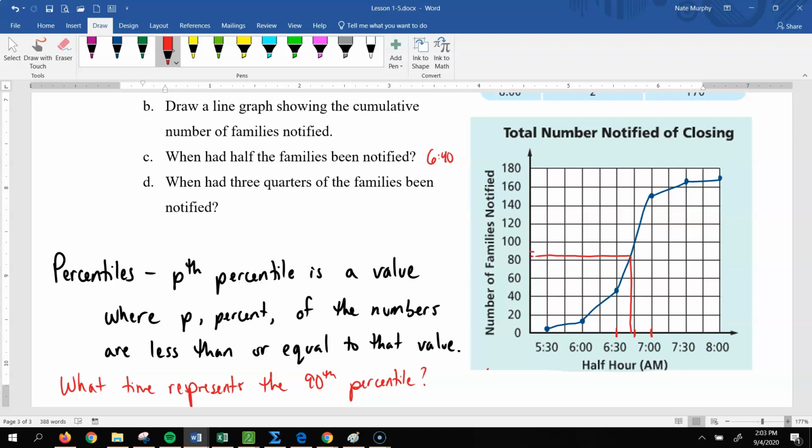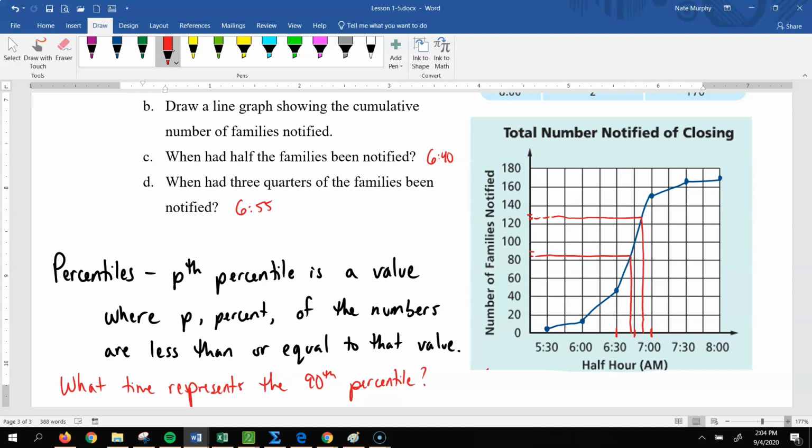Then it says, when had 3/4 of the families been notified? Well, 3/4 of 170 would be 127.5. Obviously we're not going to have half a family, but we're just going to use that as a reference. It'll be somewhere around 127 families. So if this is 130, 127 is going to be close to that. So we're going to look at this value. That's a little bit past 6:45, so maybe you just estimate about 6:55. It doesn't have to be perfect. If this were a test question, I'm not going to have like 6:50 and 6:55 and 6:57 as choices. As long as you have close to the right answer, you'll be fine.